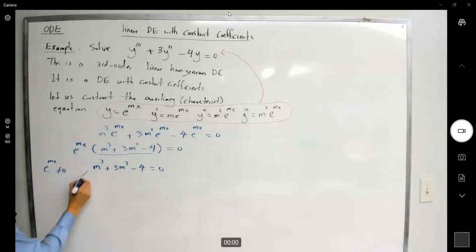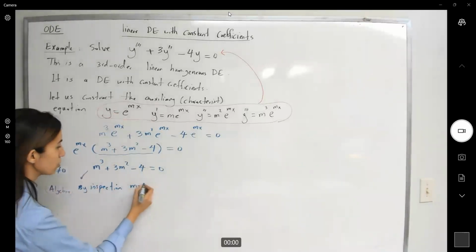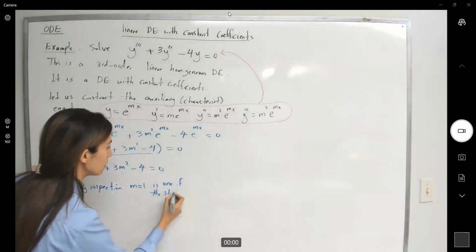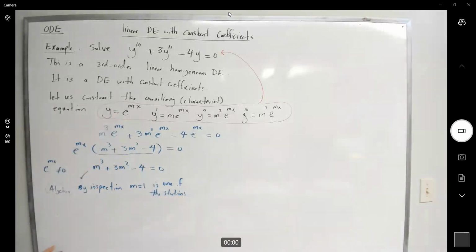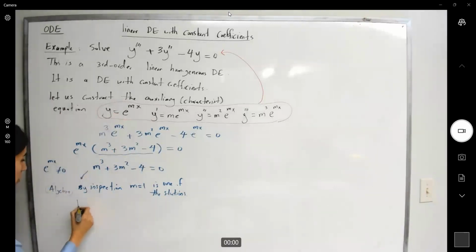In algebra, by inspection, m equals 1 is one of the solutions. So you have 1 plus 3, which is 4, minus 4 equal to 0. How do we find the second solution? We're going to do long division.